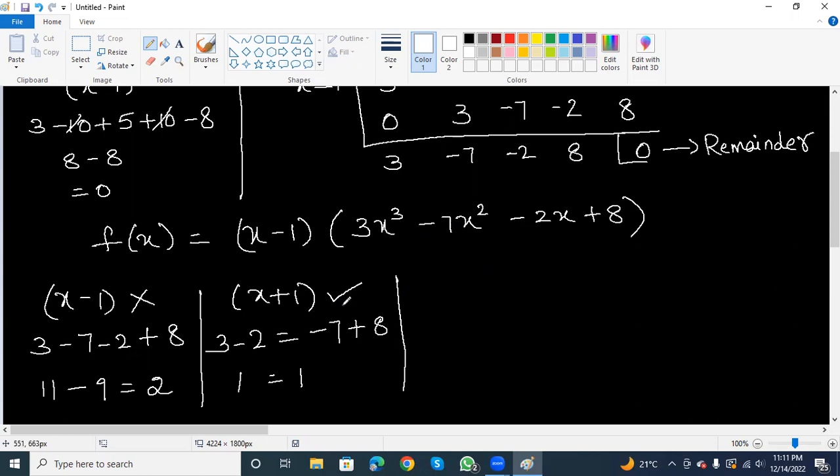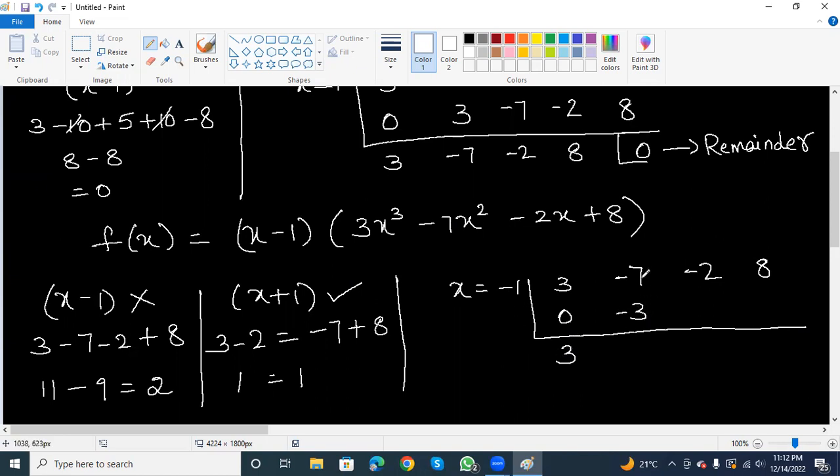So both are equal, which means x plus 1 is a factor. Putting x plus 1 equal to 0, x is equal to minus 1. So let's divide this polynomial by minus 1. We'll write all the coefficients 3, minus 7, minus 2, 8. Now put 0 under the first coefficient and add. 3 plus 0 gives 3. 3 into minus 1 is minus 3. Minus 7 minus 3, like signs get added and the same sign follows: minus 10. Minus into minus plus, 10 ones are 10. 10 minus 2 gives 8. 8 into minus 1 is minus 8. Again, 8 minus 8 is 0. So this is my remainder.